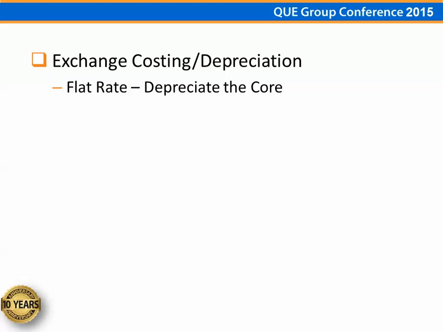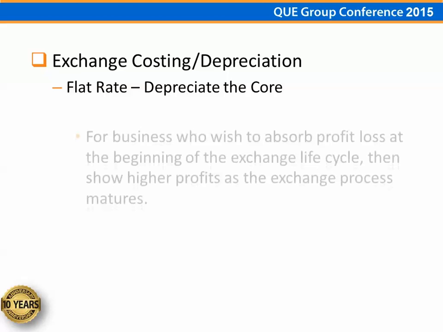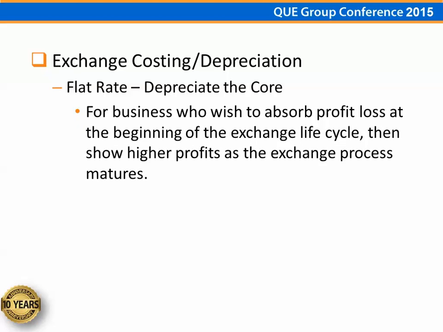So the next one is the flat rate with depreciating the core. Now, like I said, the depreciation is more of a system setting, and this is what we currently use on the depreciation side. This is for businesses who wish to absorb profit loss at the beginning of the exchange cycle and then show higher profits as the exchange matures.